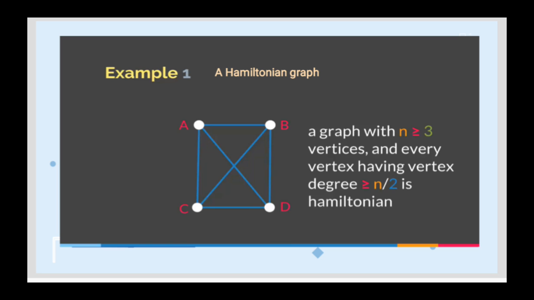For example, number 1. Let us say we have a graph like this. As you can see in the picture, it has 4 vertices, A, B, C, and D. Based on Dirac's theorem, we have more than 3 vertices. Let's check the degree of each vertex. The degree of A is 3.